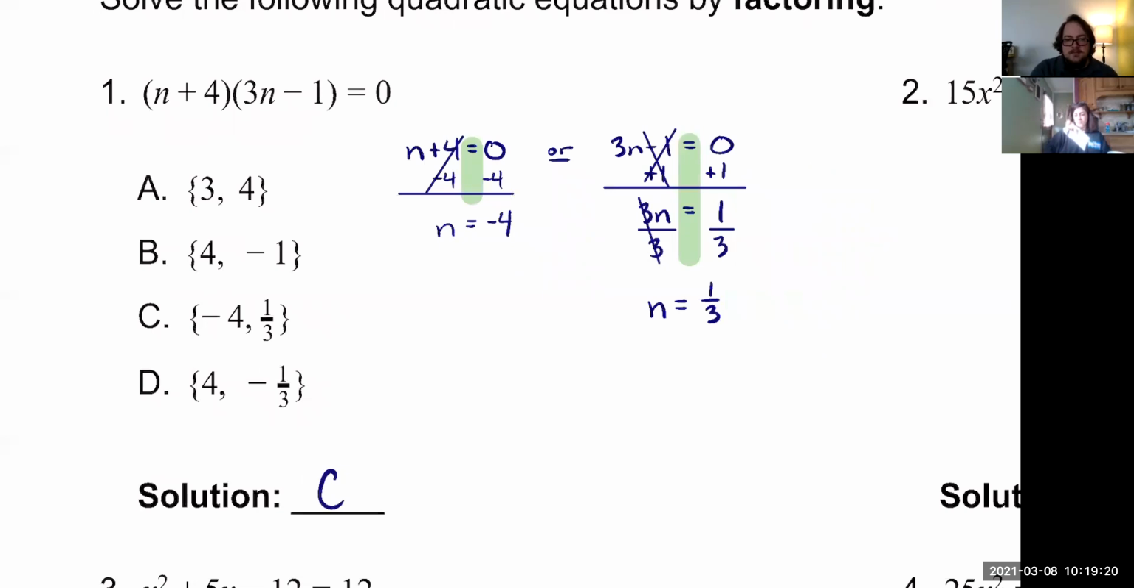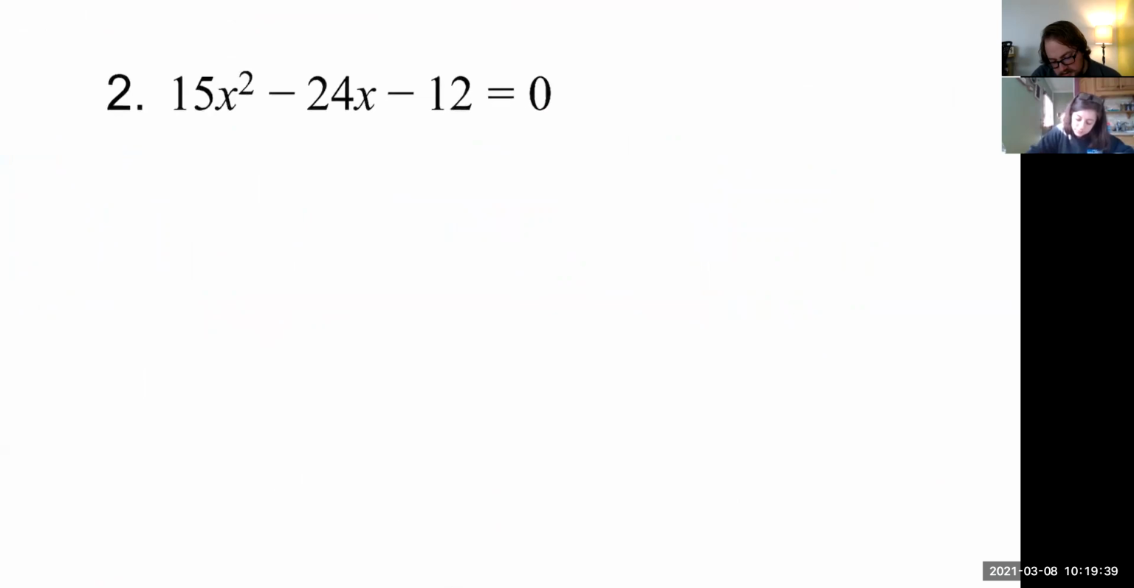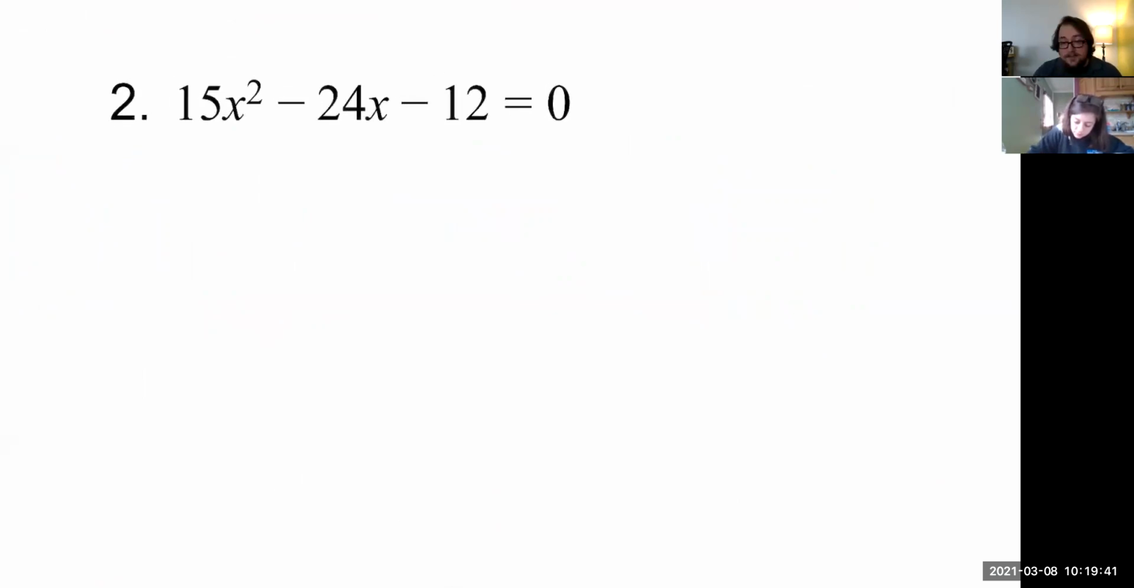Good. Now remember, this one was already halfway done for us. Already set equal to 0, already factored. Some of these next ones, we're going to have to do a little bit more work on our own. So let's take a look at this next one. Remember, running through our steps, first thing, I need it set equal to 0. Yes, already done. Step 1 is done. That's convenient. Step 2 is to factor. So we go back into factoring mode. We've been doing this for a few pages now.